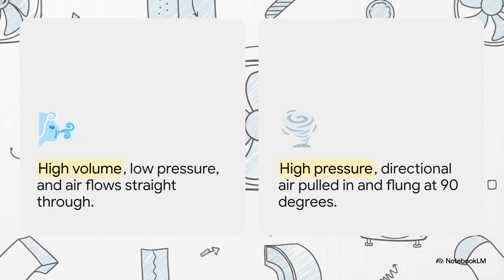Their blades run parallel to the axis, meaning air just flows straight through. They move a ton of air, a really high volume, but at a low pressure. They're generally lighter, cheaper, but yeah, often a bit noisier.